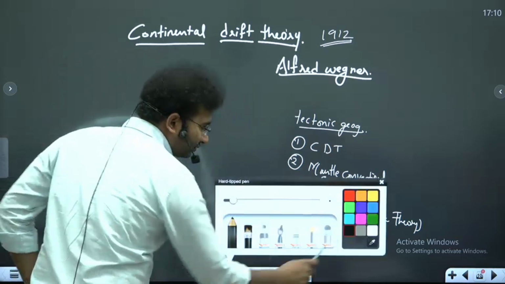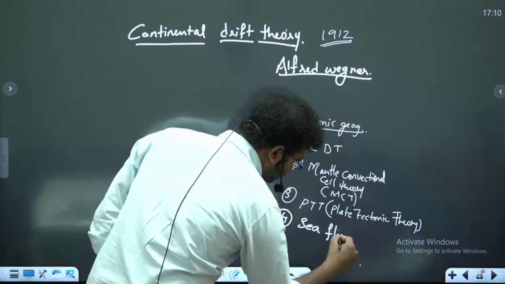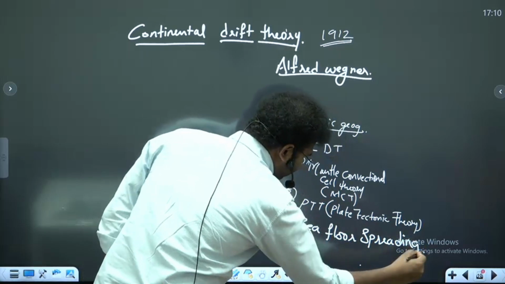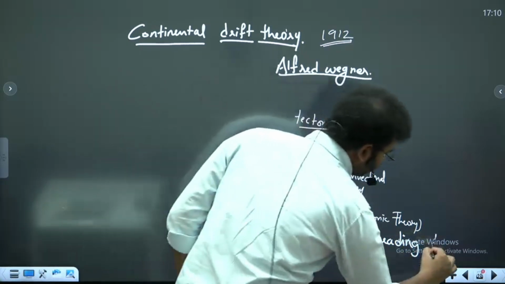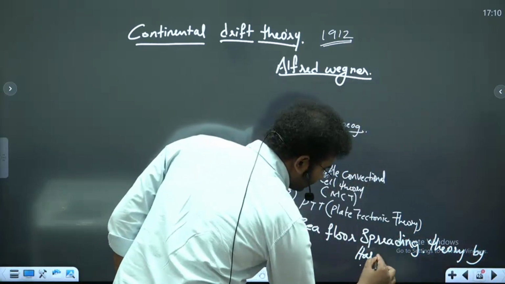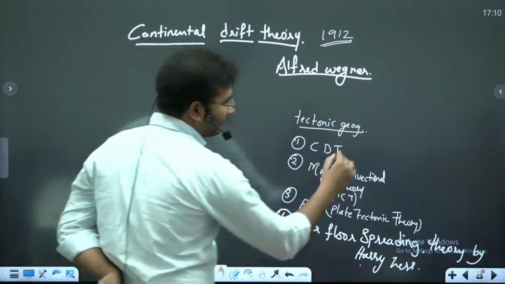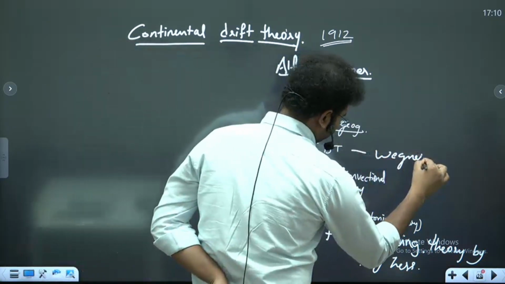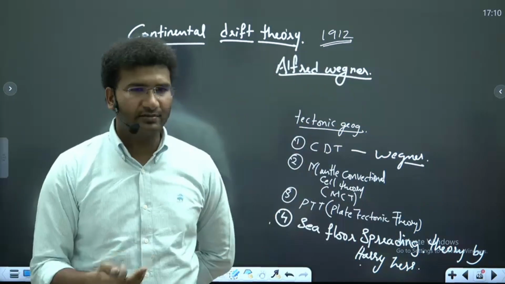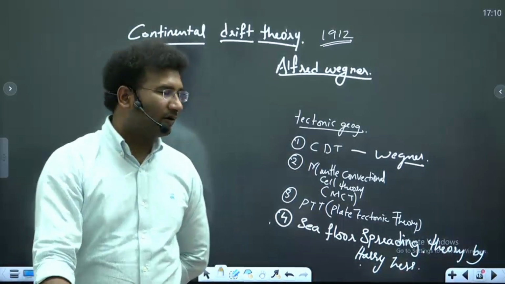Apart from that, I have to tell you the concept of sea floor spreading theory. Harry Hess. Continental drift theory, mantle convectional cell theory, and plate tectonics theory. It is not given by one single person, multiple people are there in this. Right? So one needs to have an idea on all of these aspects.